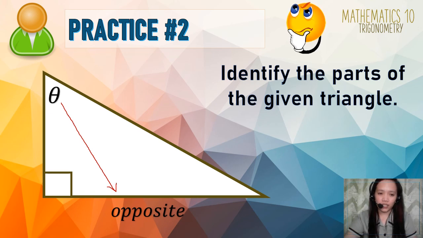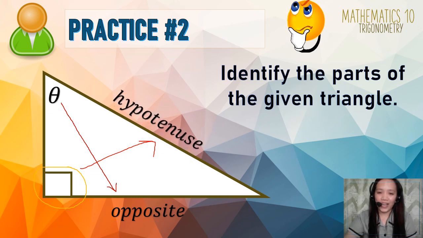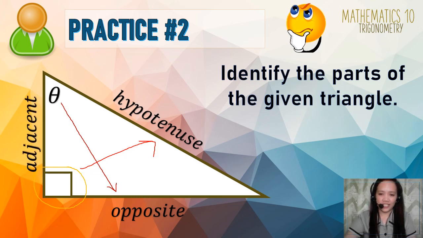Next is, since we do have here the 90-degree indicator, and a while ago I mentioned that the side opposite to the 90-degree angle is what? The hypotenuse side. And lastly, this is our adjacent side.